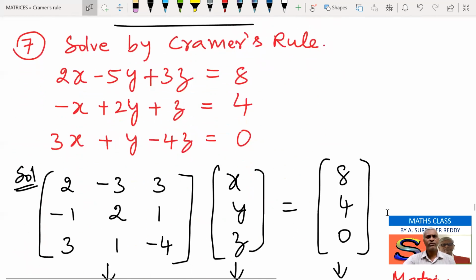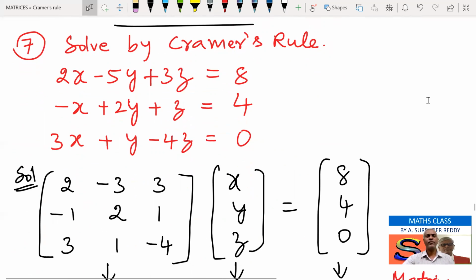Consider one more, that is the seventh question in the exercise. Solve by Cramer's rule: 2x minus 5y plus 3z is equal to 8. Minus x plus 2y plus z is equal to 4. 3x plus y minus 4z is equal to 0.